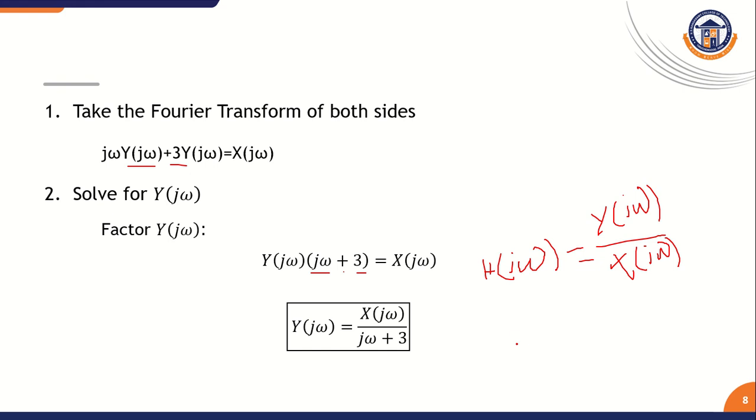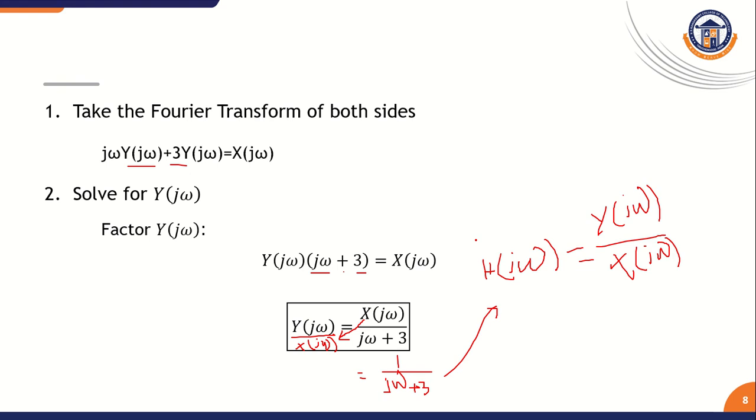From this equation, we can find the frequency response value, that is H of j omega equals Y of j omega divided by X of j omega. Once X of j omega comes to the left-hand side, it goes under the denominator term. After this, we get our answer: 1 divided by j omega plus 3. This is the frequency response of our given system.